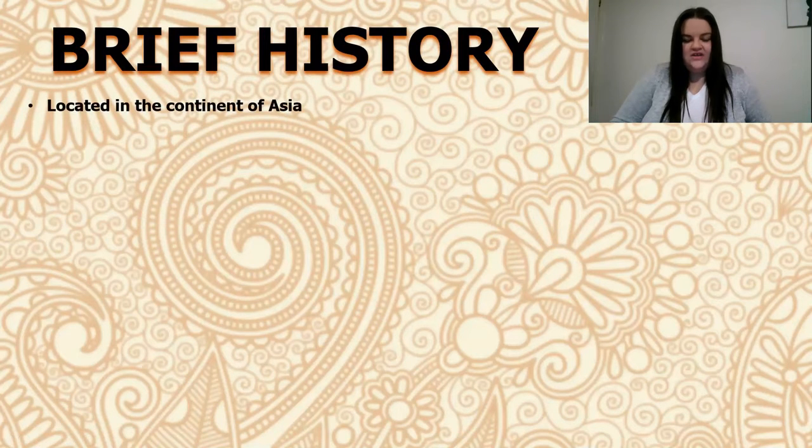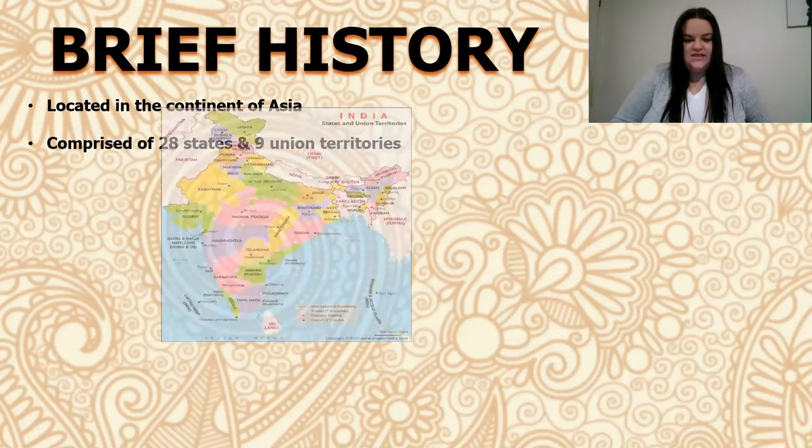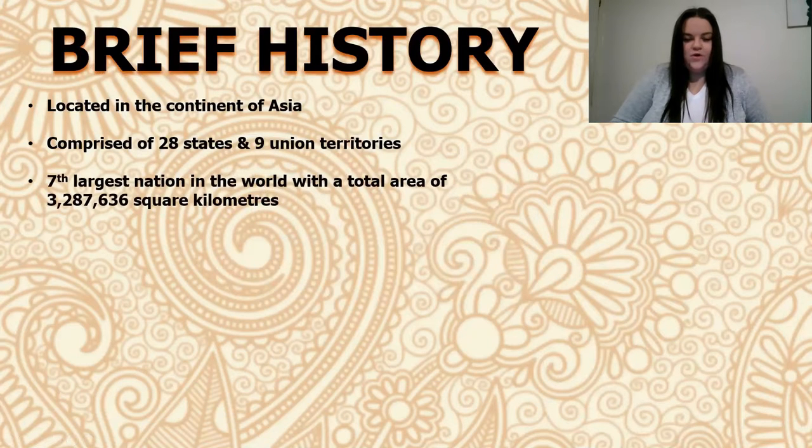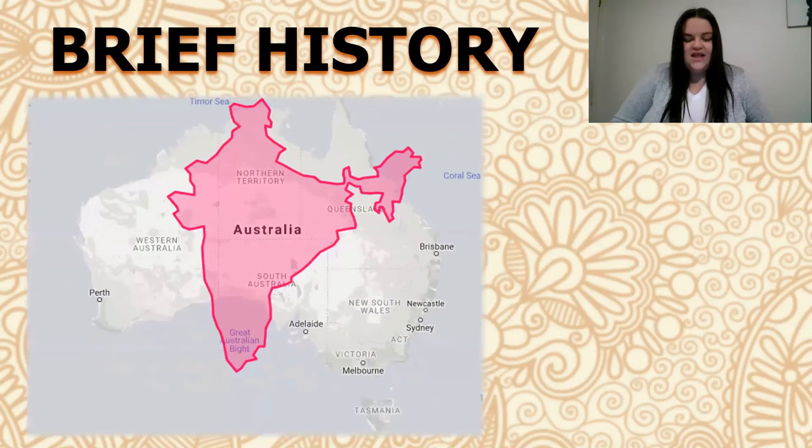India is located in the continent of Asia. India is comprised of 28 states and 9 union territories. The capital city is New Delhi. Including both land and water, India covers more than 3.2 million square kilometres, making it the 7th largest nation in the world. As a comparison, this image shows the difference in sizes of India and Australia.